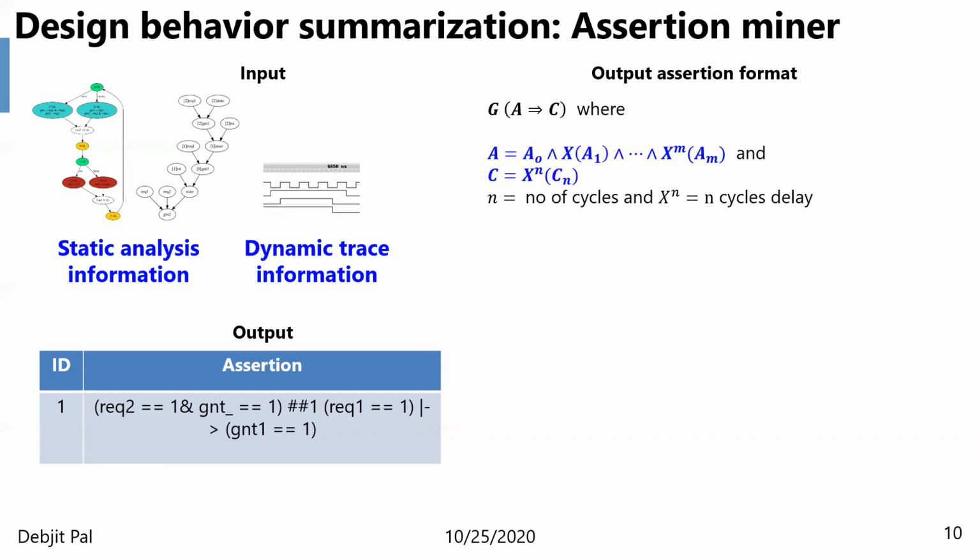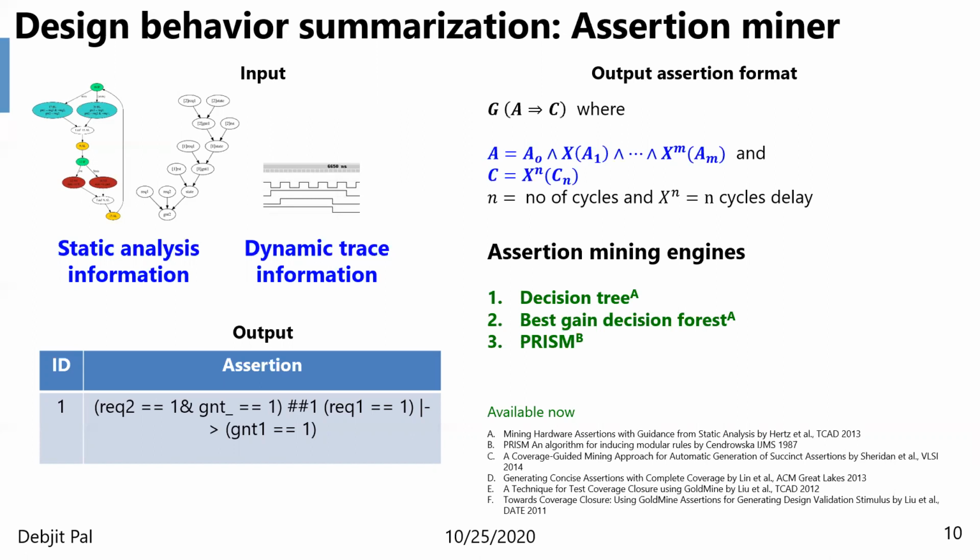In GOLDMINE, we generate assertions of the format G always A implies C, where A is the antecedent, C is the consequent, and A, the antecedent, essentially consists of M different propositions, and we usually generate assertions in the sequential format.